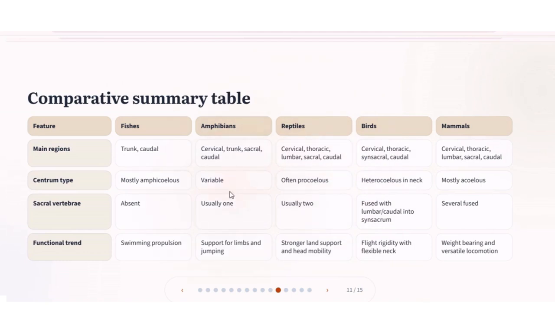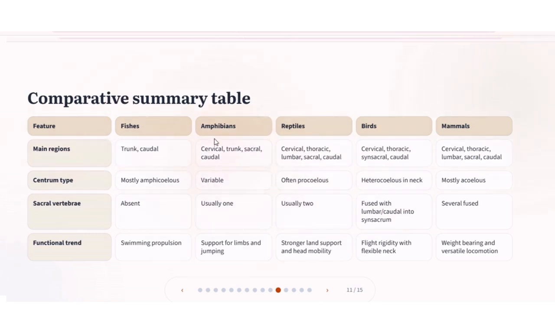Let us look at a comparative summary. Main regions: fishes have only 2 main regions, trunk and caudal. Amphibians have 4 main regions: cervical, trunk, sacral, and caudal. Reptiles have all 5 regions: cervical, thoracic, lumbar, sacral, and caudal. Birds have cervical, thoracic, synsacral, and caudal regions, and mammals have all 5 regions: cervical, thoracic, lumbar, sacral, and caudal. Centrum type is amphicoelous in fishes.